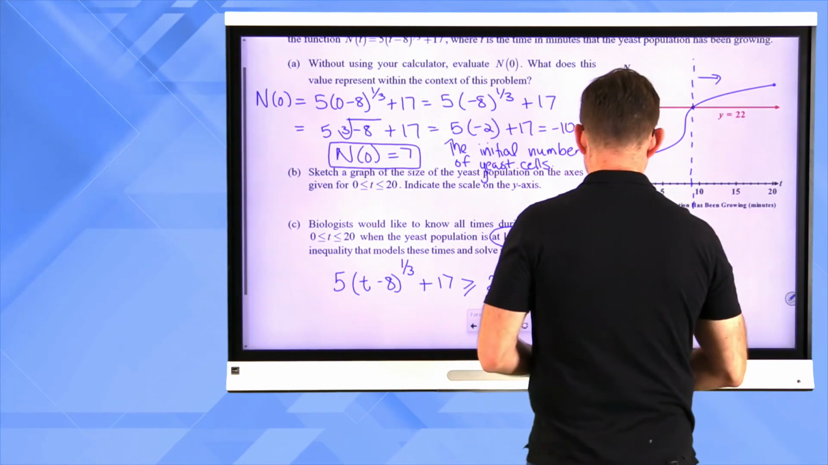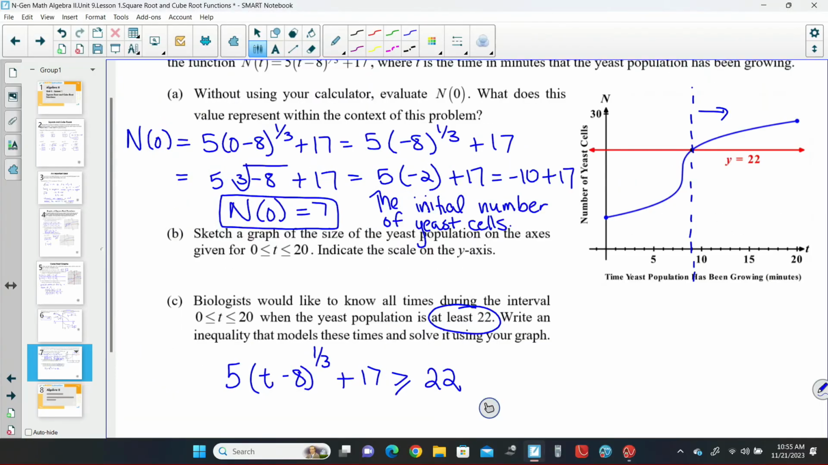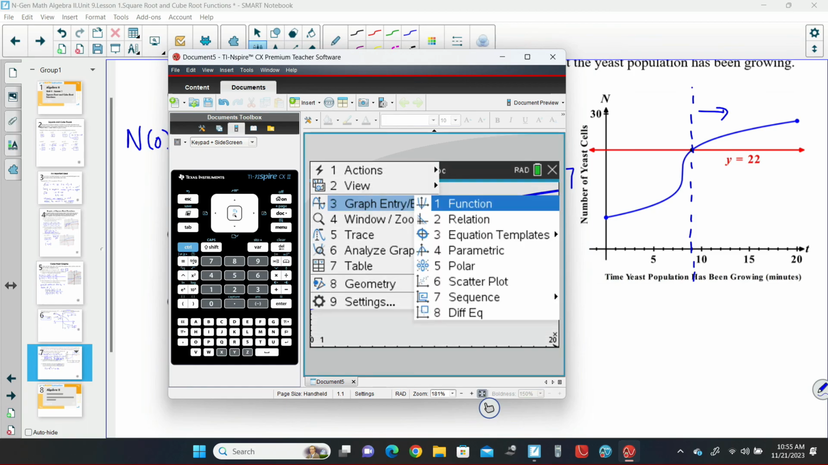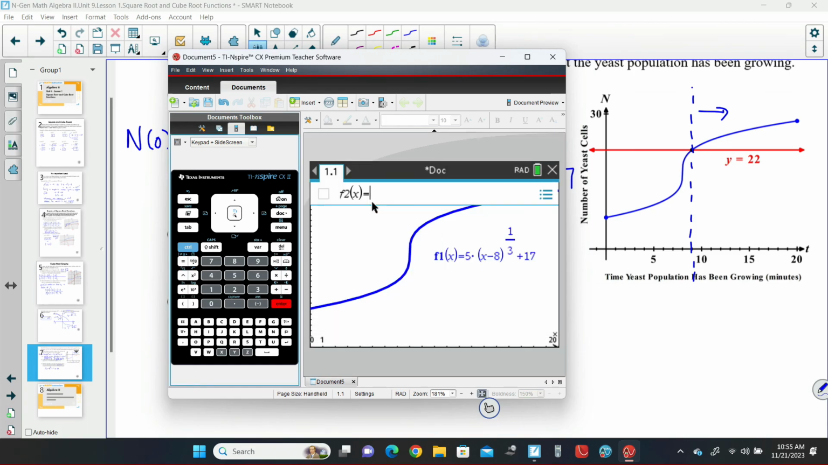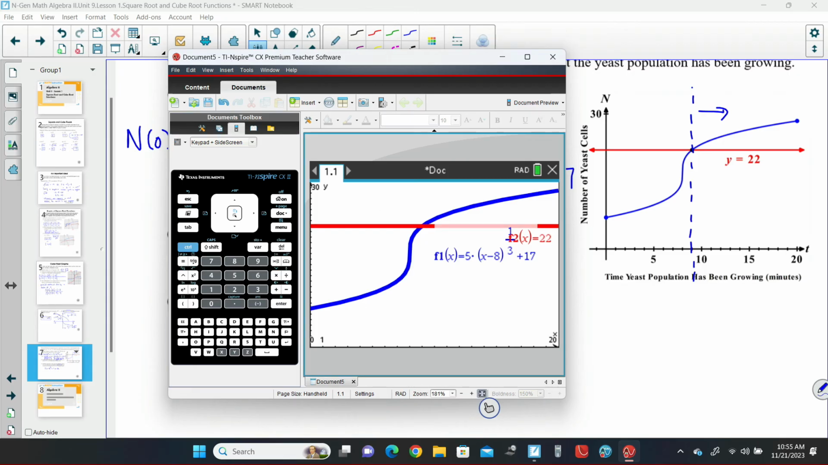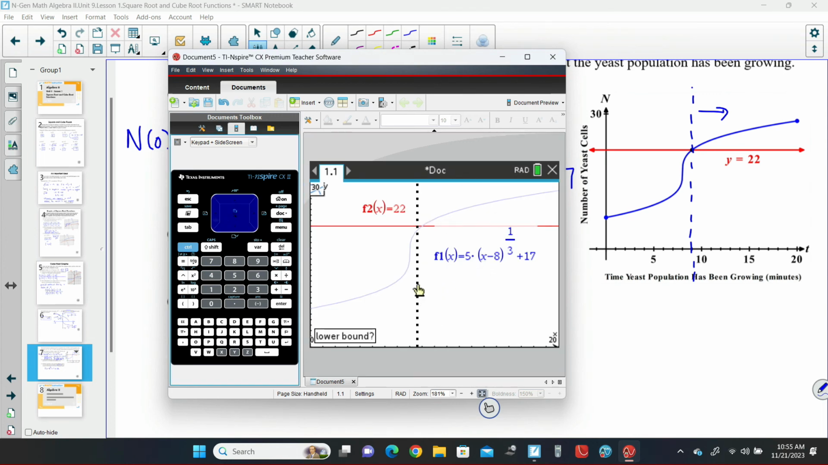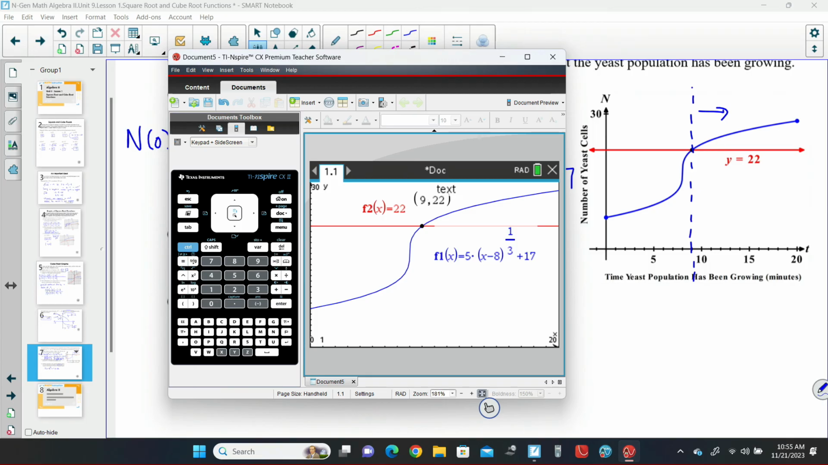Now, the way that we can do that is to come into our graphing calculator, menu, graph entry edit, function. I can put 22 in. All right, I get that beautiful horizontal line that we saw on the graph before. Now what I want is that intersection point: menu, analyze, intersection. And what I find is a very nice answer here. No irrational numbers whatsoever, right?